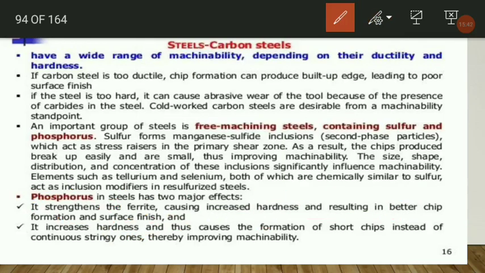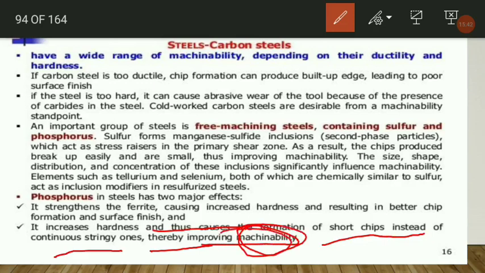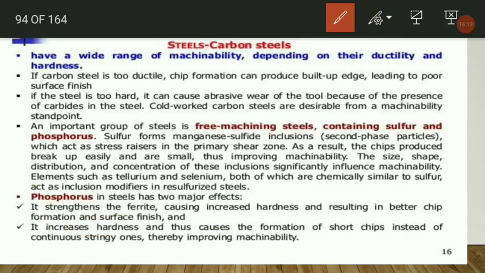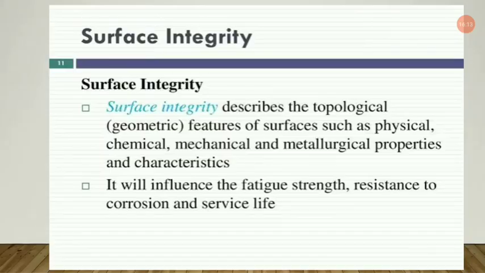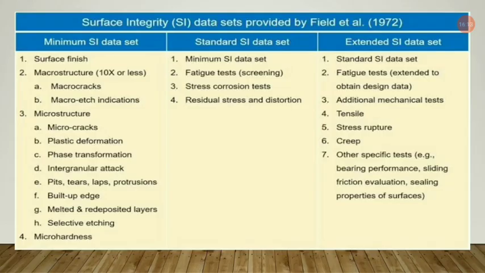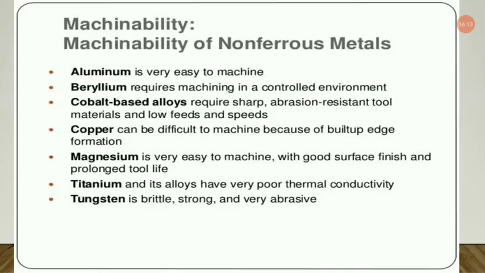Now, it also increases hardness and thus causes the formation of short chips instead of continuous stringy ones, therefore improving the machinability. So, you have to keep in mind that phosphorus is a very important alloying material in the case of ferrous materials for improved machinability performance. Non-ferrous materials I have already discussed.